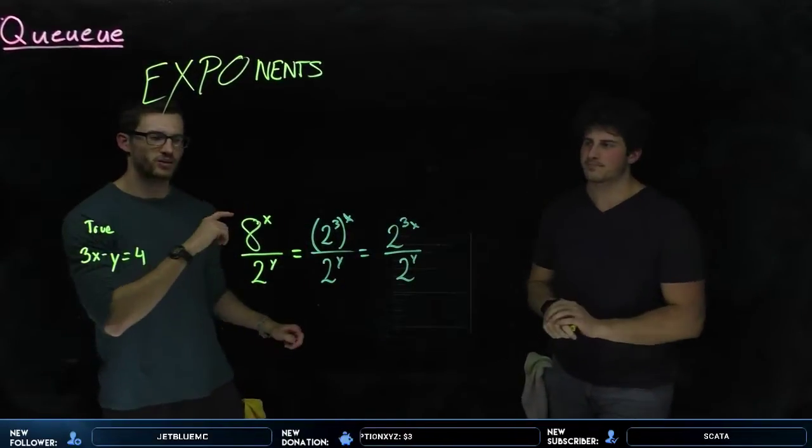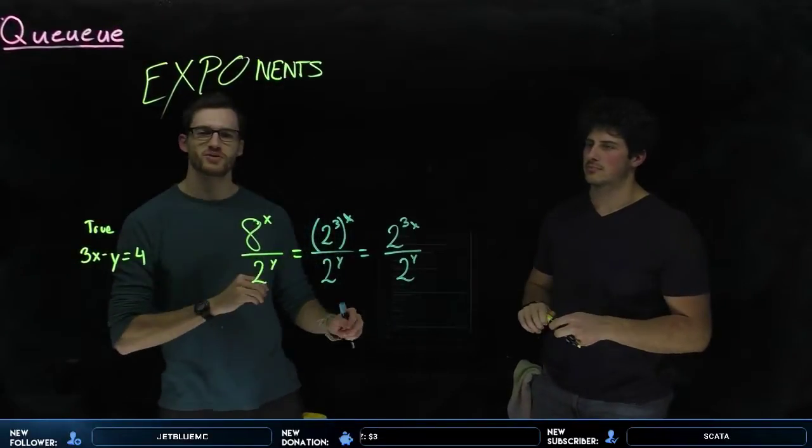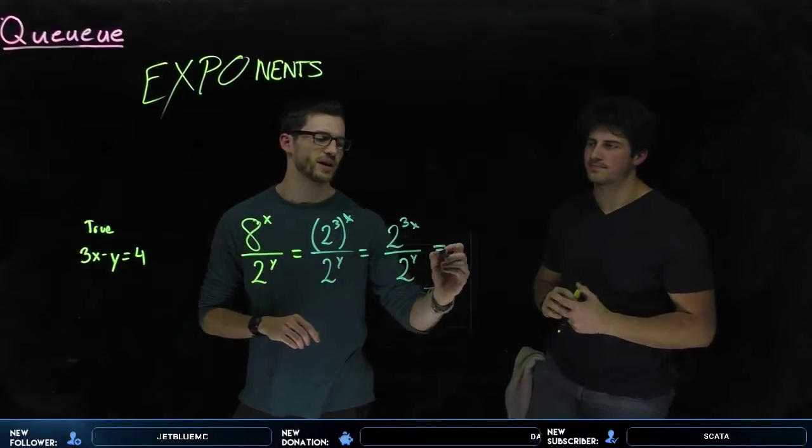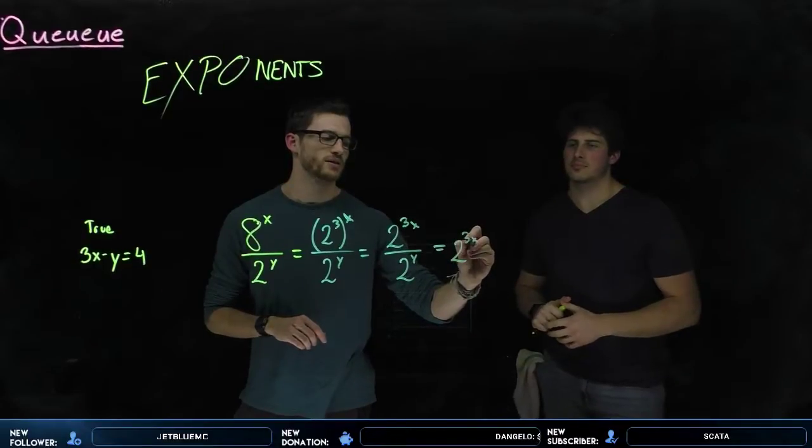No, what I saw was you multiply these to get 2 to the 3x. Yes, that's the power rule. And also, now we're going to use the quotient rule, because we can. We have 2 to the 3x minus y power.